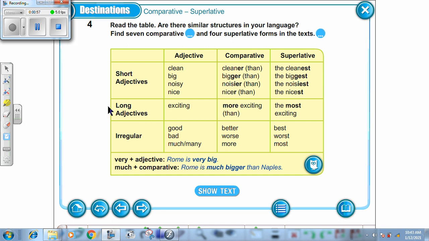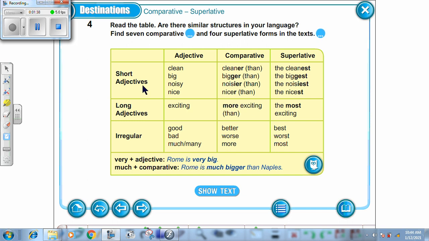What is the meaning of short adjectives? Short adjectives are adjectives that have one or two syllables. And long adjectives are adjectives that have more than two syllables. Let's go to the comparative first. What is the meaning of the word comparative? Comparative means I'm comparing between two people or things. Okay, so I'm using the comparative adjective. You know that I have short adjectives and long adjectives.